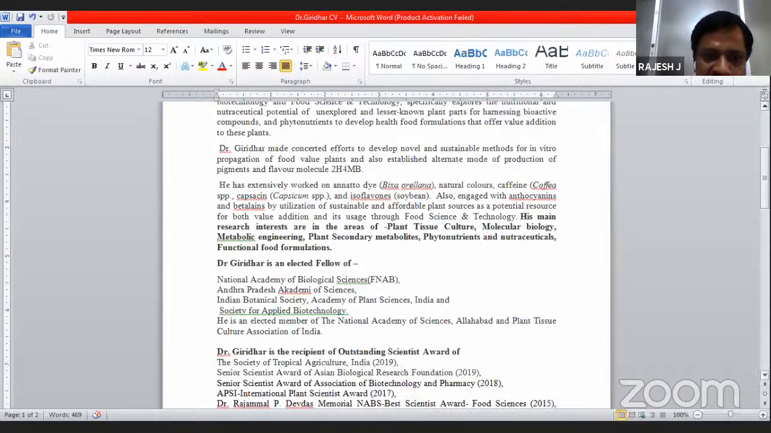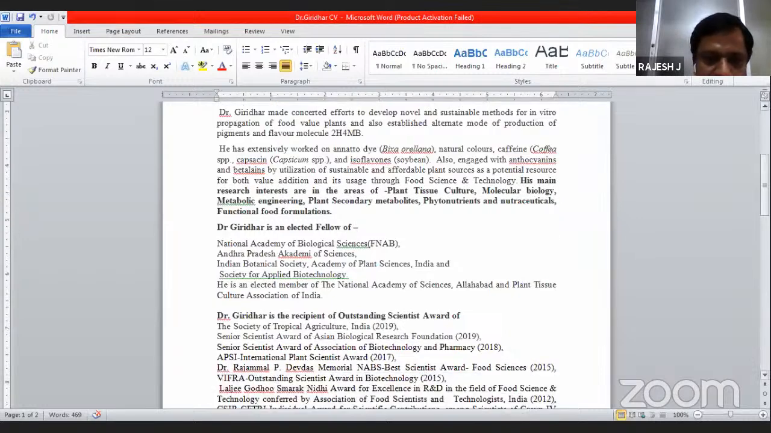In addition to this, he is an elected fellow of the National Academy of Biological Sciences, that is FNABS, Andhra Pradesh Academy of Sciences, Indian Botanical Society, Academy of Plant Sciences India, and Society for Applied Biotechnology, and is also an elected member of the National Academy of Sciences, Allahabad, and the Plant Tissue Culture Association of India.